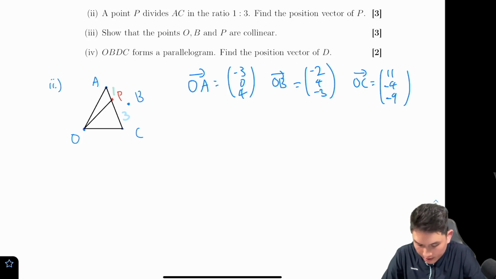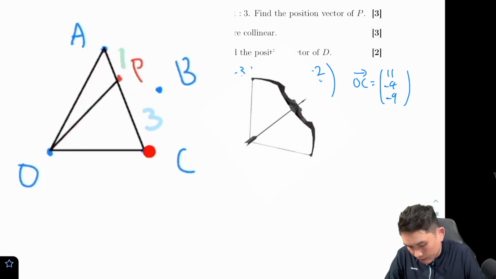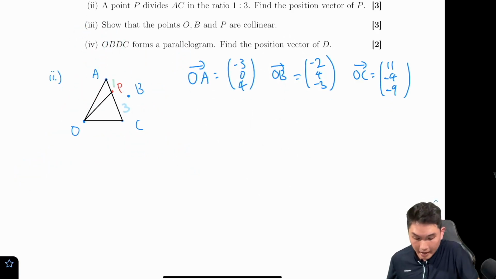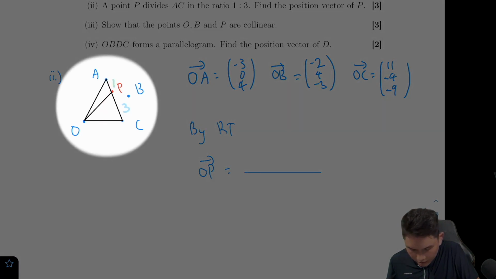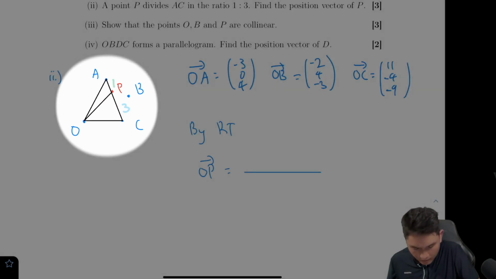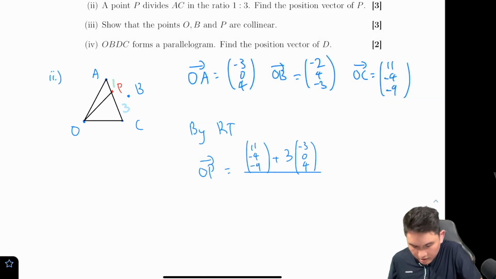So I've edited my diagram over here. AC is over here. There's a point P on AC such that it divides AC in the ratio 1:3. Find the position vector of P. So over here you should be able to see the bow and arrow. The bow is OAC, this big triangle over here. Now the arrow is OP. So I can say by ratio theorem, cross multiplication going on, 1 times OC, 3 times OA, and all of this is divided by lambda plus mu, 1 plus 3, 4 over here.